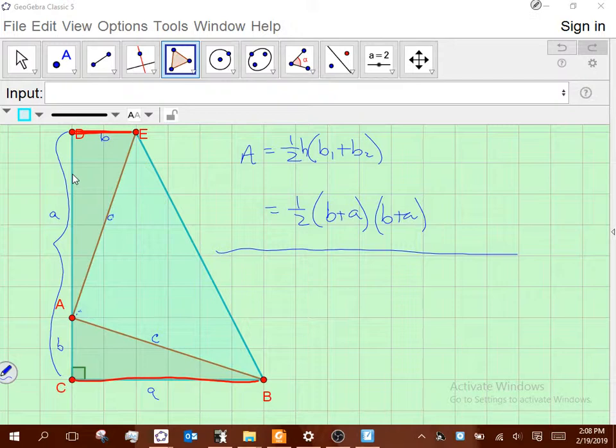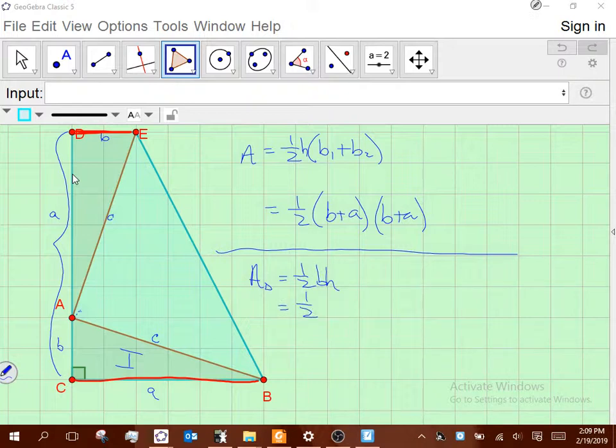What's that figure comprised of? What's it made up of? Triangles. Do I know the area formula for a triangle? You do. Our area of a triangle is 1/2 base times height.